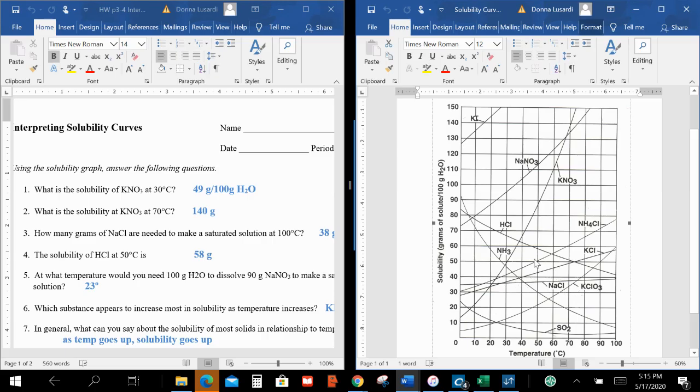Solubility of HCl at 50 degrees. So follow 50 up to the HCl line, and we get about 57, 58, 59, something in that vicinity.